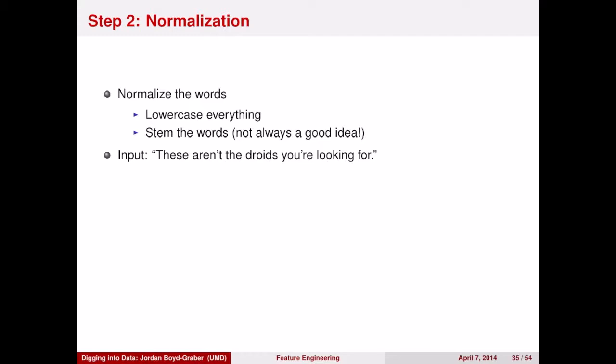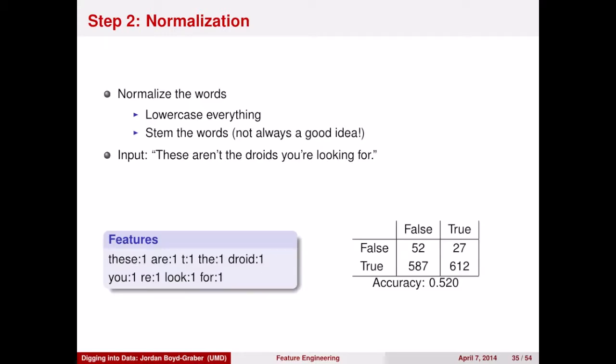So if we do this, we get a slightly different feature vector. All the words are lowercase, and we get rid of the ending on droids. That now becomes droid.